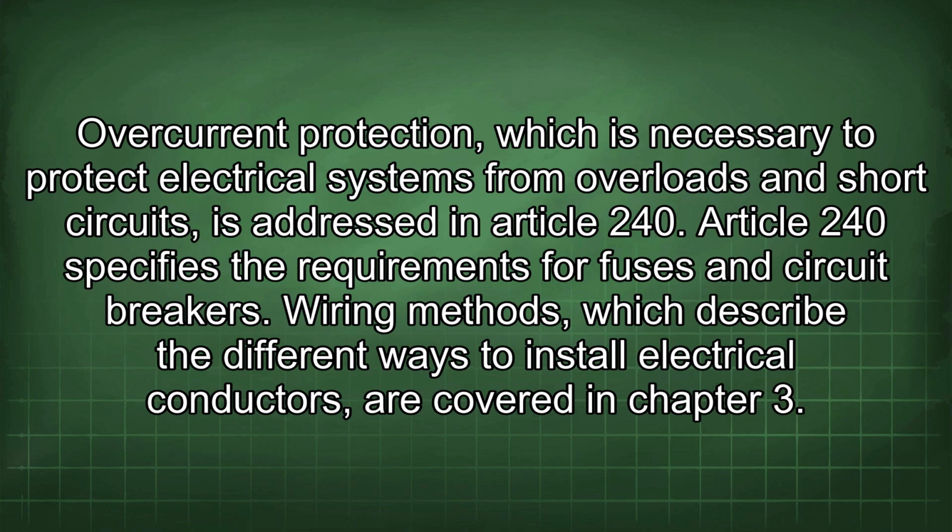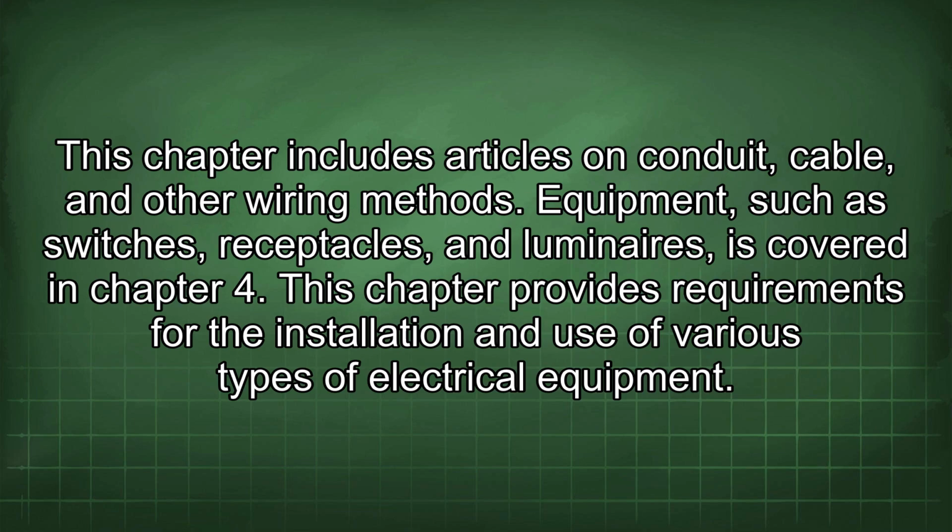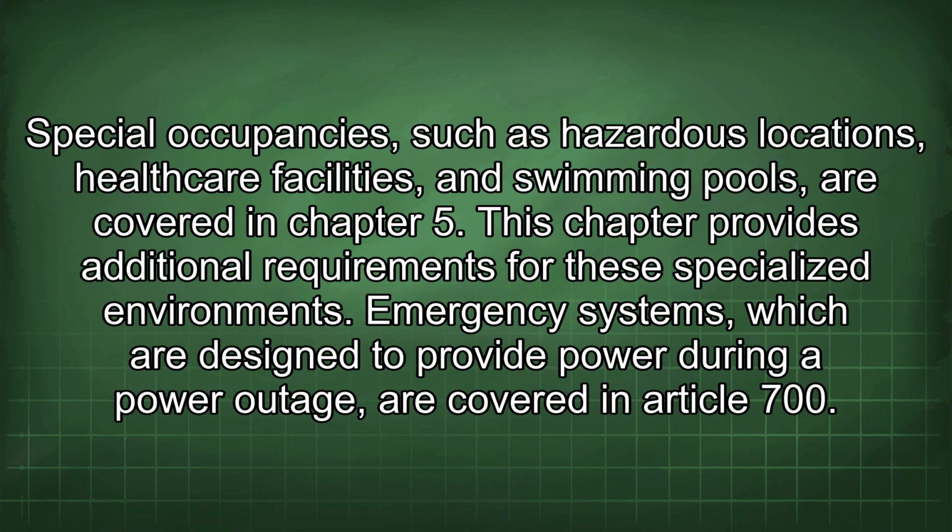Wiring methods, which describe the different ways to install electrical conductors, are covered in Chapter 3. This chapter includes articles on conduit, cable, and other wiring methods. Equipment such as switches, receptacles, and luminaires is covered in Chapter 4. This chapter provides requirements for the installation and use of various types of electrical equipment. Special occupancies, such as hazardous locations, healthcare facilities, and swimming pools, are covered in Chapter 5. This chapter provides additional requirements for these specialized environments.